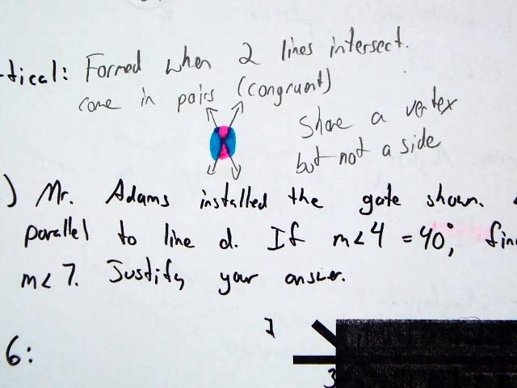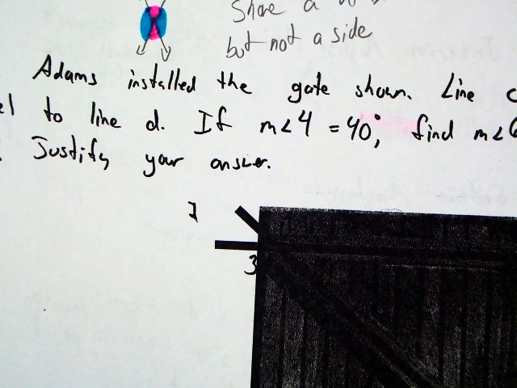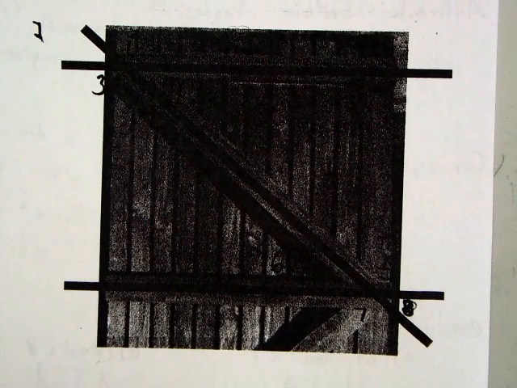All right, example 2 then. Now we're going to be finding a missing angle measure. So Mr. Adams installed the gate shown. This is kind of dark to see, but I'm going to highlight.